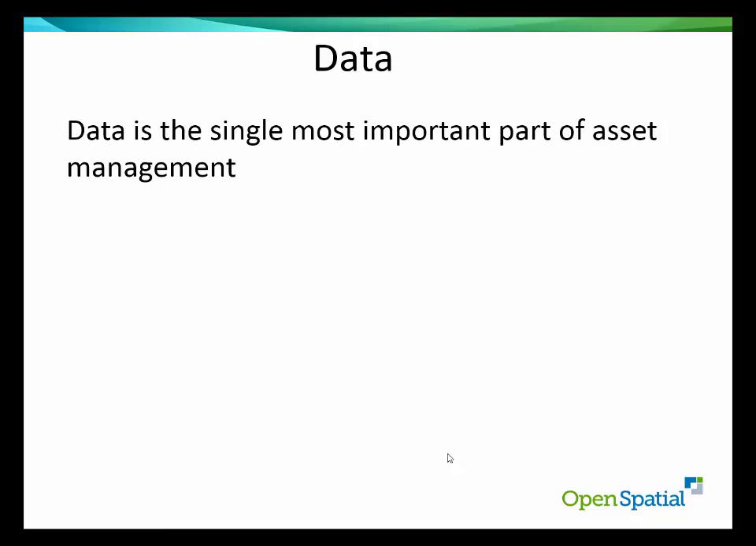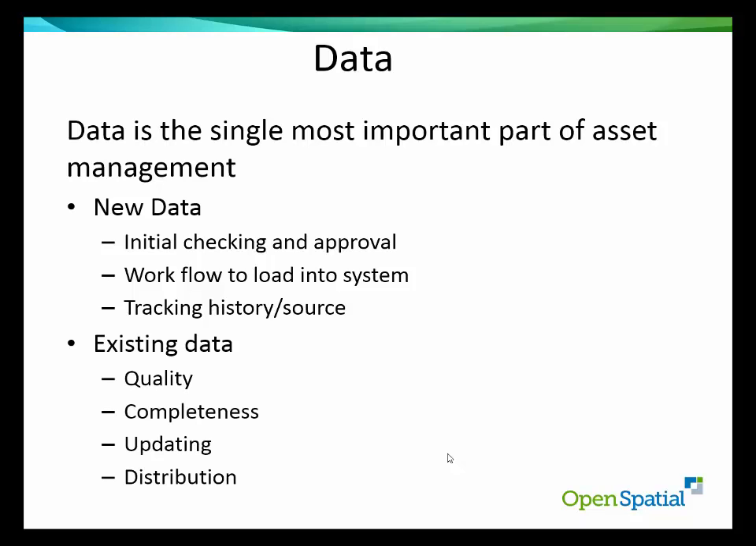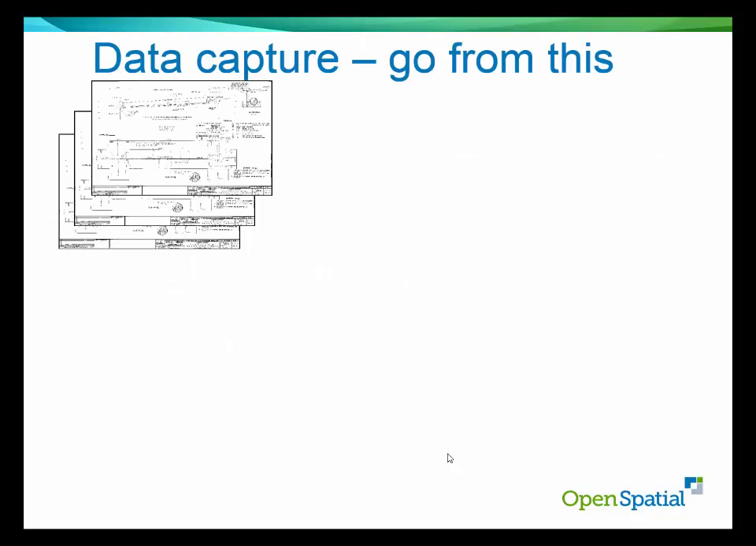Let's step back. Data is the single most important part of any kind of asset management. Just knowing where your information is, that's the foundation upon which everything else ties in. You have different kinds of data. You have new data, stuff coming in. You need a workflow to load that. You need to track what's happening. You have existing data. How certain are you of the quality or completeness, and how does it get updated, and who gets to use that information?